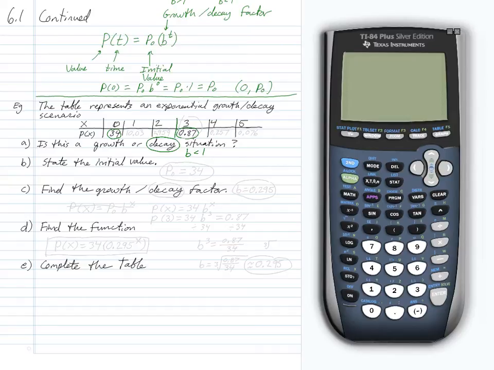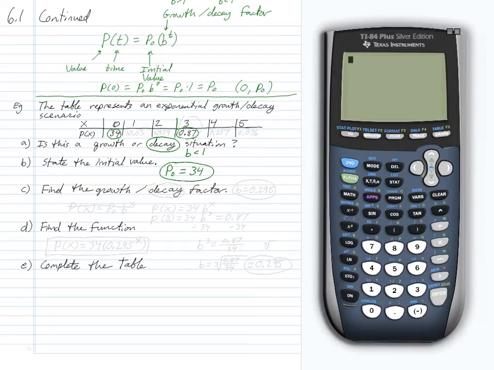Now another easy datum to pick out from the table that we are given is the initial value. Remember, the initial value is however much we have at time 0. So the initial value, P sub 0, is going to be 34.